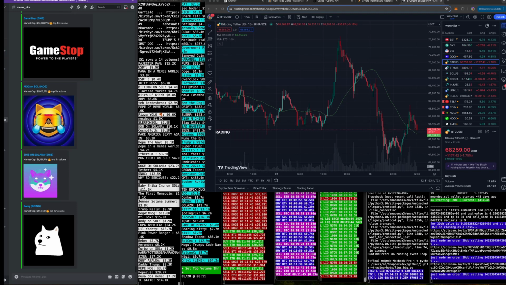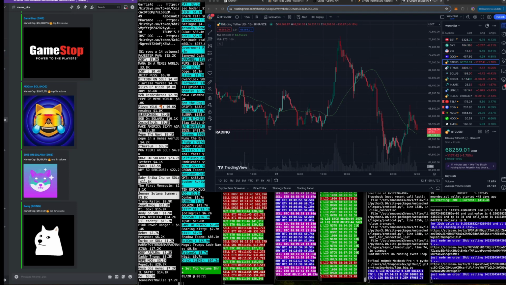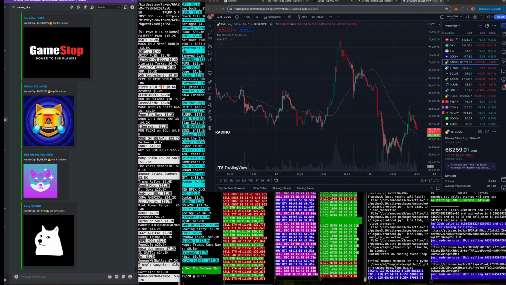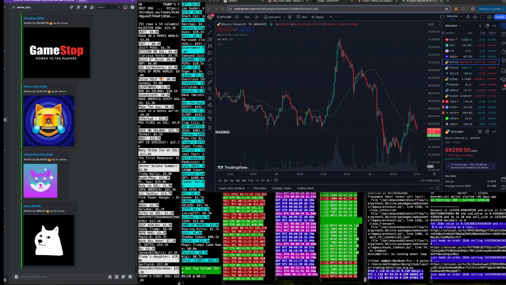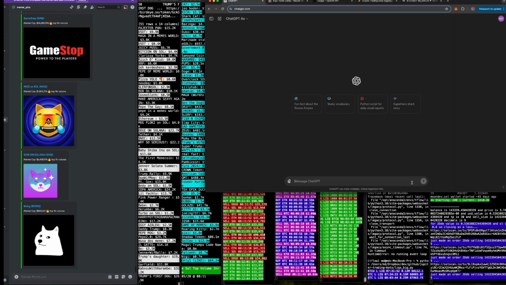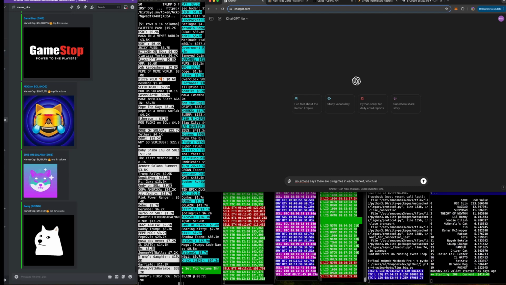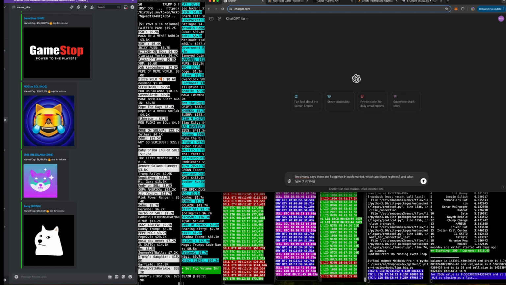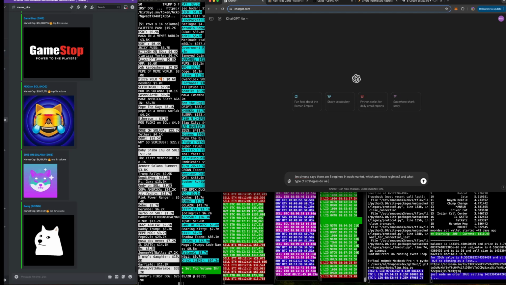And if we have a bot for each and every regime, then we can have machine learning decide when to run each bot. Okay, so does that make sense? So how many? Jim Simons says there are 8 regimes in each market. Which are those regimes, and what type of strategies do we run in each regime?